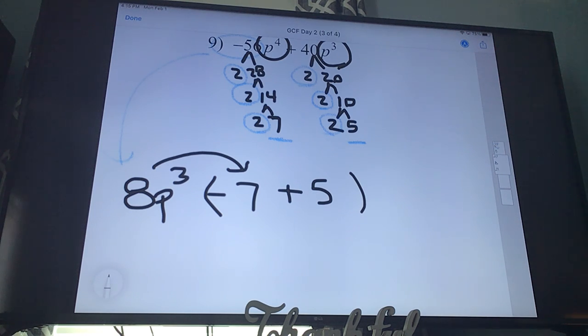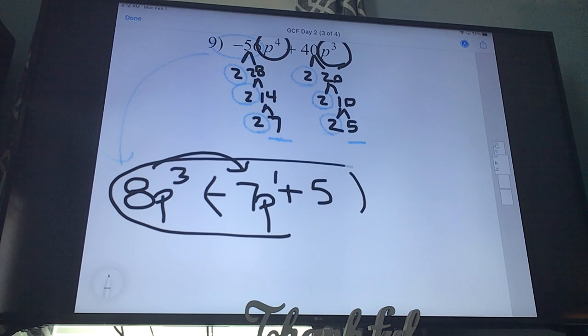Okay, and so how many are going to be left on the first number? And it's just going to be 1. And it doesn't matter if you just write p or p to the 1. Either one of those works. Okay, well, what about the back? Okay, it had 3, and I took 3. And so there's nothing left. Okay, so that's going to be your answer.